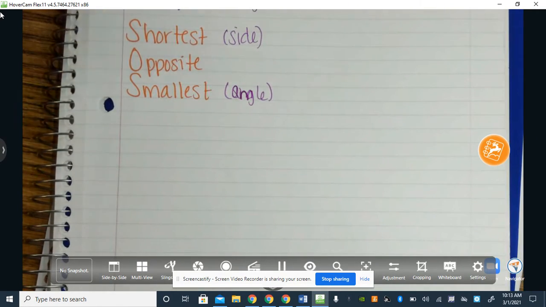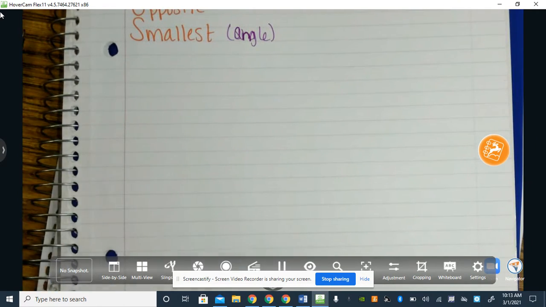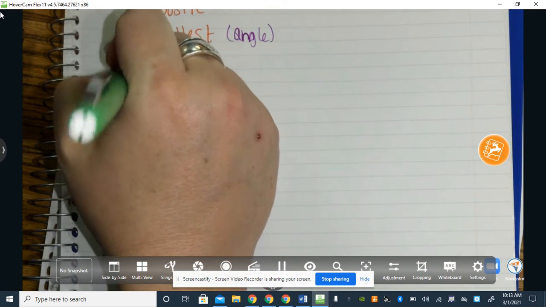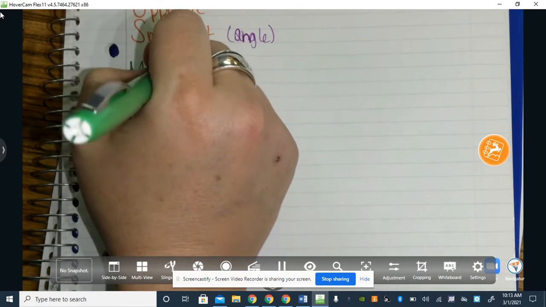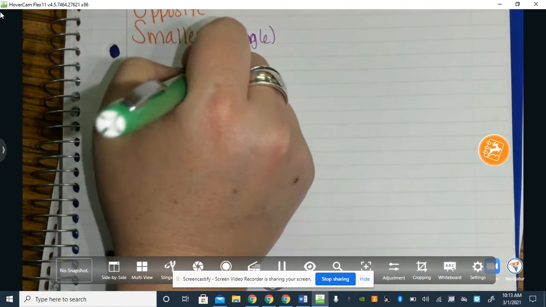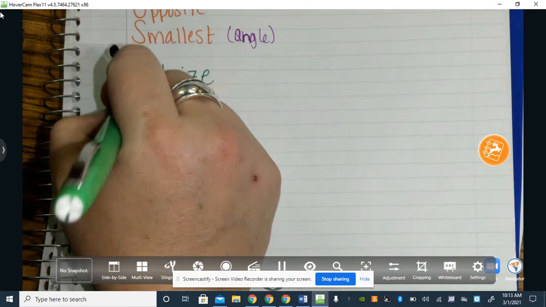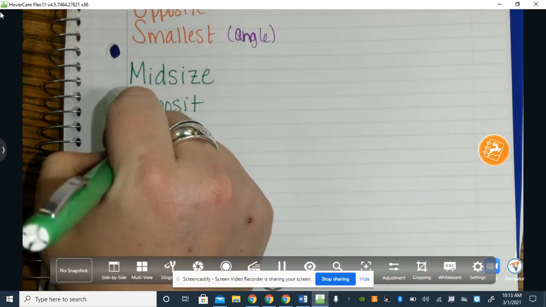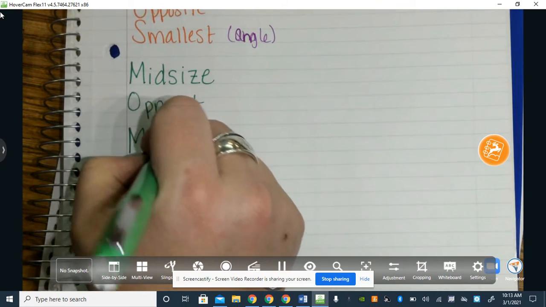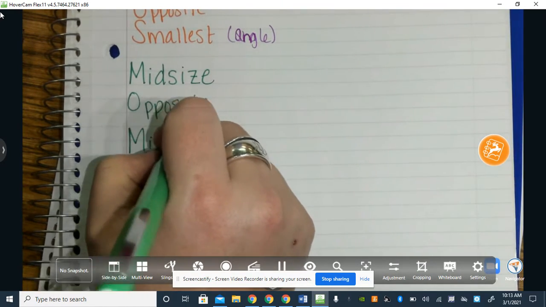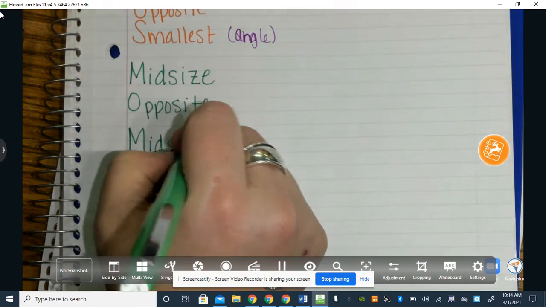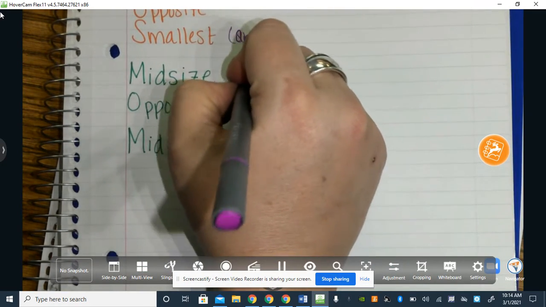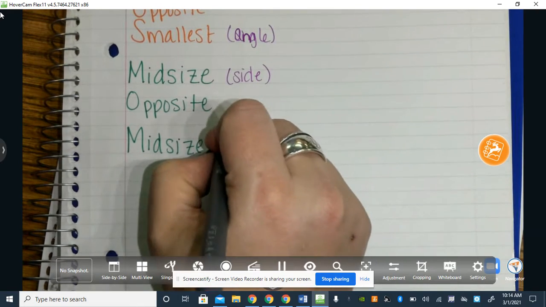And finally, because we have 3 sides of a triangle, we have our mid-size, our medium size. So I just call this the mid-size opposite your mid-size. Again, this is your mid-size side opposite your mid-size angle.